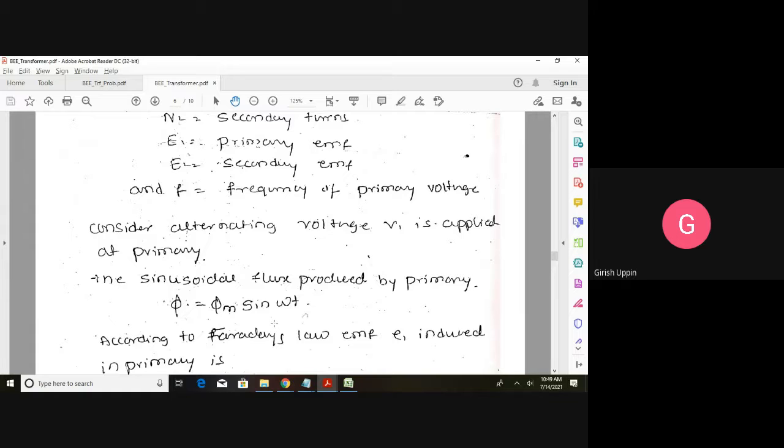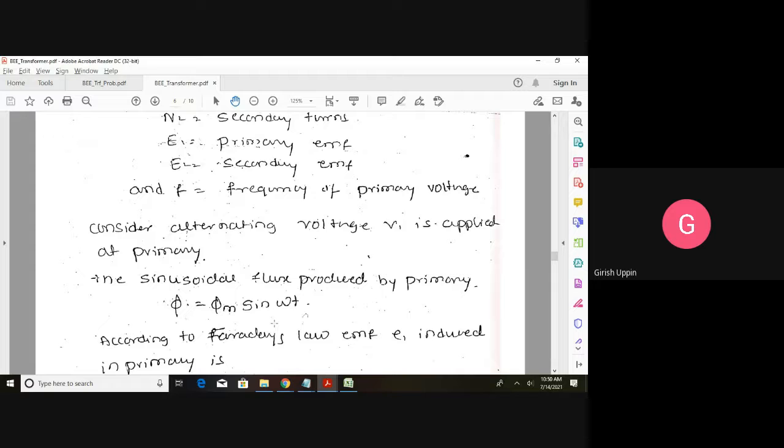And what is the principle of operation? The principle of operation is that whenever the flux linked with a conductor or a coil changes, an EMF is induced. That is how our transformer operates. And this is nothing but Faraday's first law.